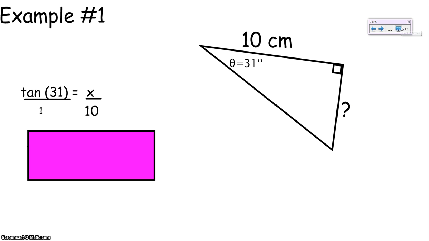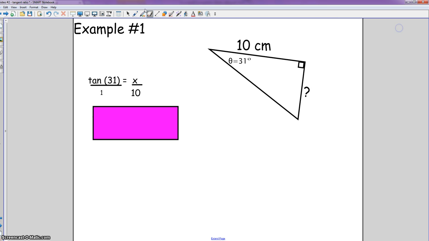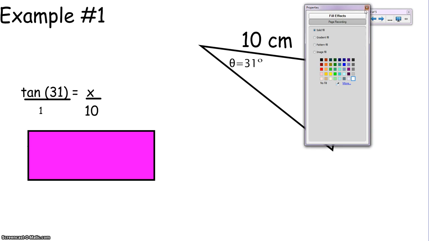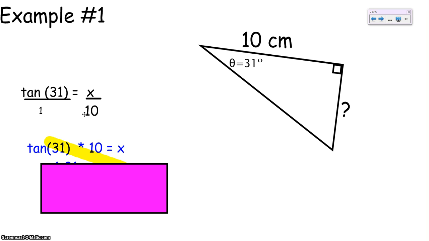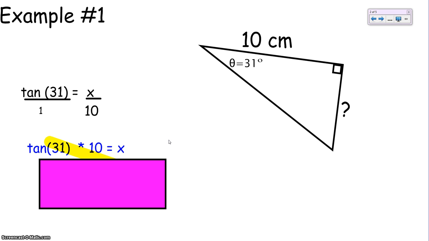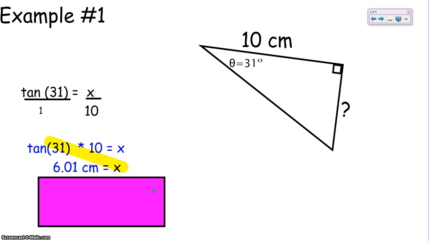Next thing we do with proportions is what we always do with proportions. We need to cross multiply. When I cross multiply, this is what's going to happen. I am doing the tangent of 31 times 10 is equal to x, since I'm just multiplying x by 1. Now, the easiest ones to find are the problems like this where it's the opposite side that's missing, because all I have to do is multiply tangent of 31 times 10.